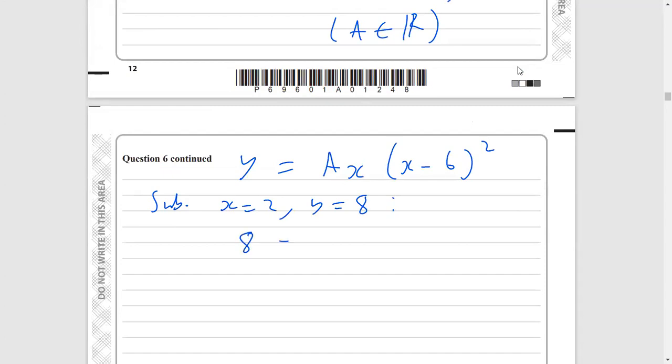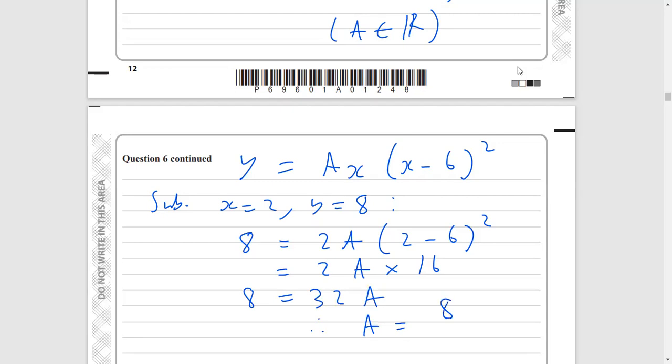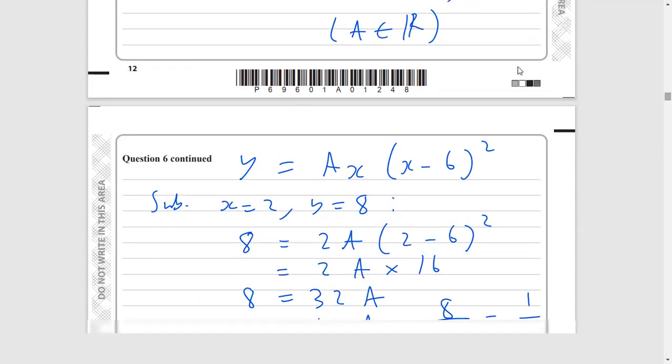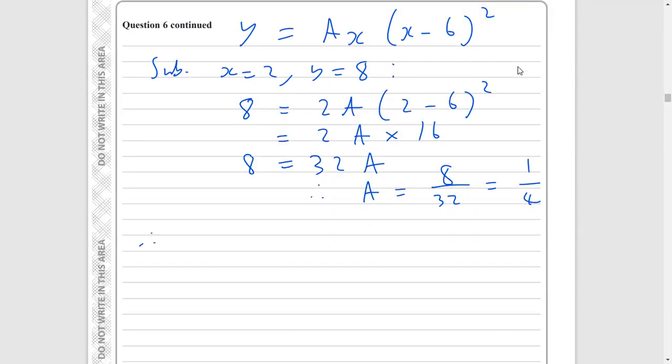So we get 8 equals a times 2, which is 2a, and then (2 take away 6) all squared. So that gives us 2a times (minus 4) squared, which is 16. So we get 8 is equal to 2 times 16a, which is 32a, and therefore a is equal to 8 over 32, which is the same as 1/4.